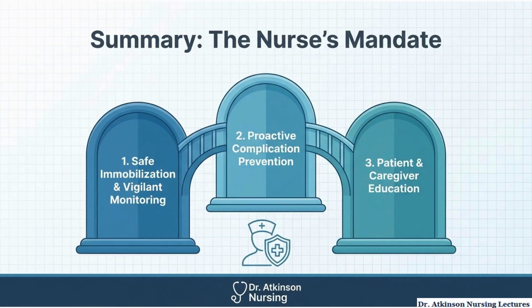Orthopedic immobilization nursing centers on 3 priorities: vigilant monitoring, complication prevention, and patient education. Frequent neurovascular checks and early recognition of compartment syndrome are essential to protect tissue and limb function. Preventive care includes elevation, skin assessment, and isometric exercises to reduce complications from immobilization. Before discharge, patients and caregivers must understand cast care, warning signs, mobility restrictions, and when to seek immediate medical attention.